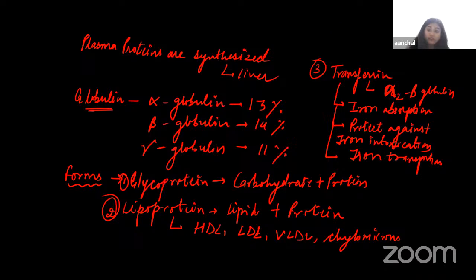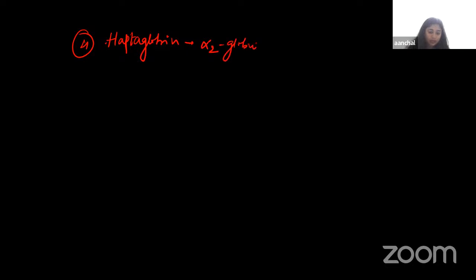Then next, in the next form, we have haptoglobulin. Again, this is a type of alpha-2 globulin. And it is very important because it prevents the loss of iron through the urinary system, right?